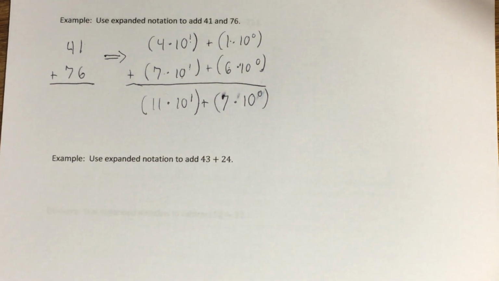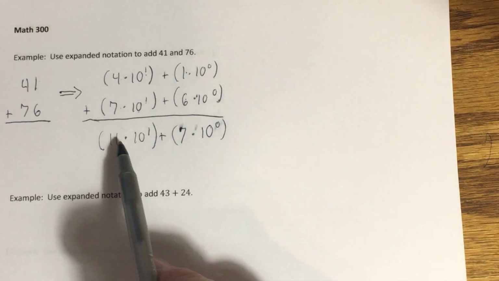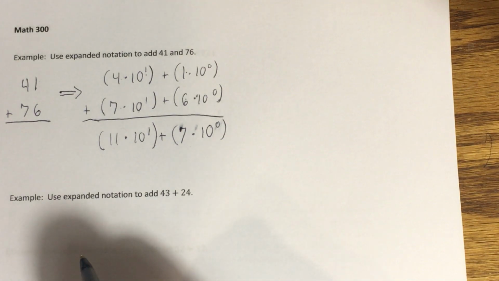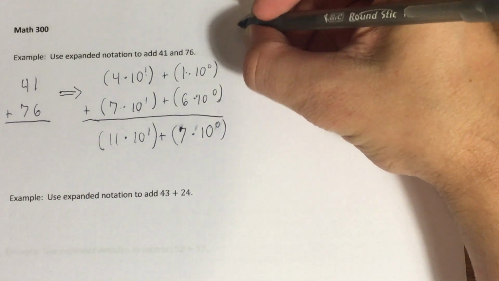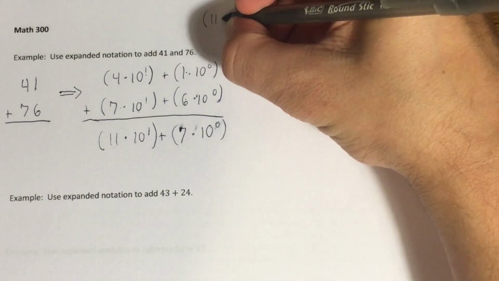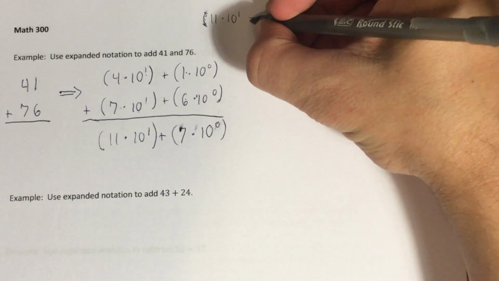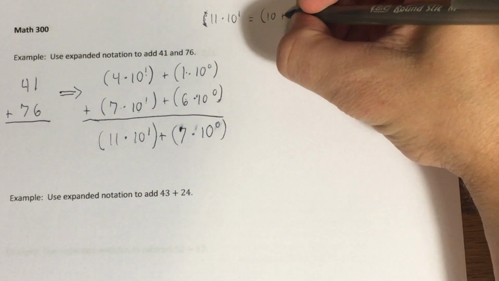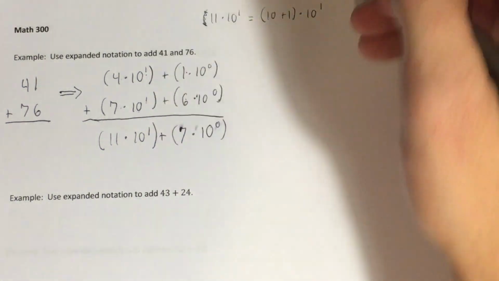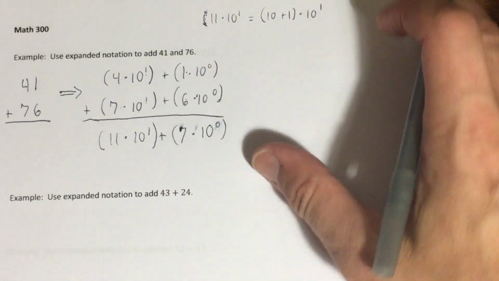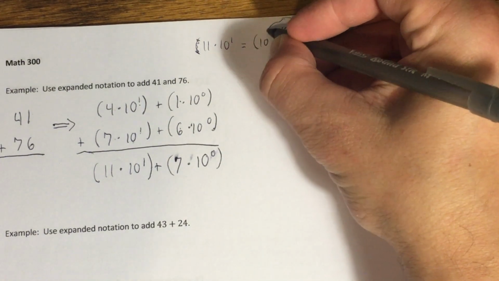So off to the side, I want to show you something that's going to allow us to break this up a little bit. 11 is the same thing as 10 plus 1. So I'm going to take 11 times 10 to the power of 1, and I guess technically I don't need the parentheses for this part, and I'm going to rewrite 11 as 10 plus 1 times 10 to the power of 1. Okay? The next thing I'm going to do is use that distributive property again to take my 10 to the power of 1 and distribute it to each term here.